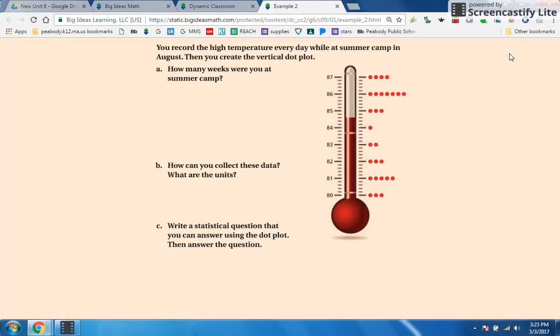This one is doing a dot plot already, so they already gave us the dot plot, and they want to see if we can answer questions about it. So it says you record the high temperature every day while at summer camp in August. Then you create the vertical dot plot. How many weeks were you at summer camp? So we want to figure out how many dots there are, because every dot represents a day, because you're recording the temperature every day. So I'm going to count the dots.